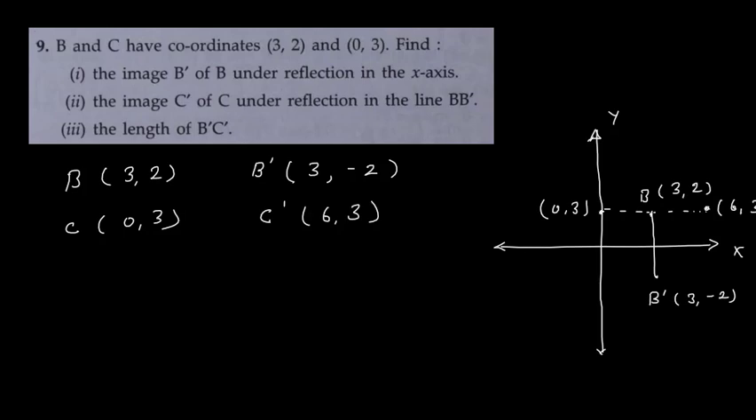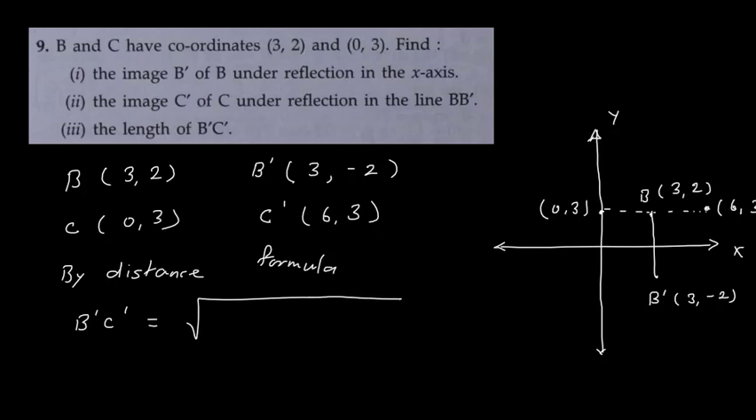Now we have to find the length of B dash C dash. So by distance formula, B dash C dash will be equal to root of, here 6 minus 3, I am taking the difference of x coordinate, here it is 6 and here it is 3, plus this 3 and this minus minus will become plus 2, so 3 plus 2 the whole square.